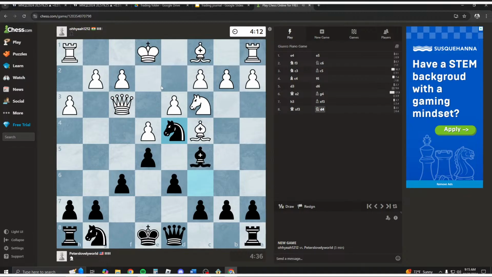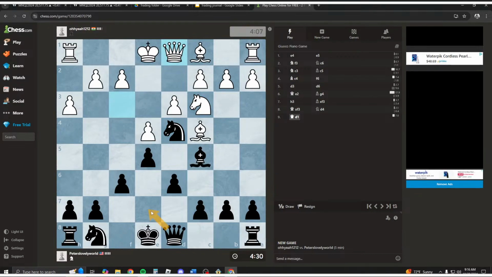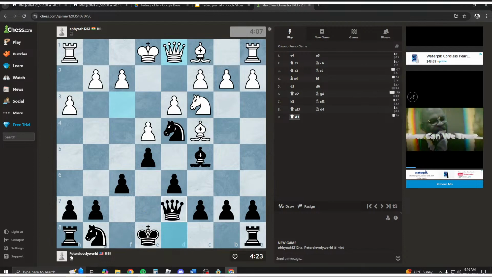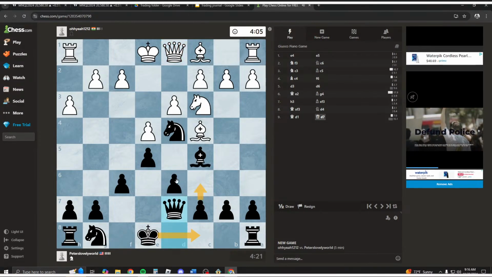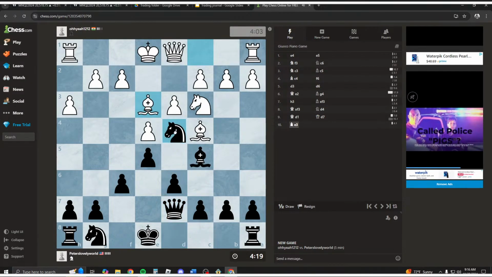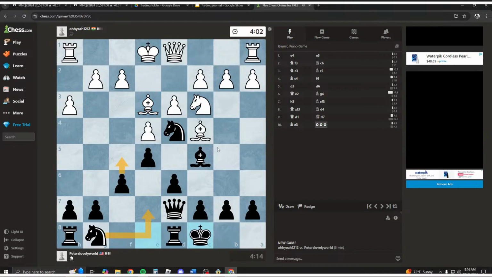So if he doesn't, I'm attacking this square right now. Okay, that's reasonable. I can castle, I have a lot of options. I think I'm just gonna castle here.